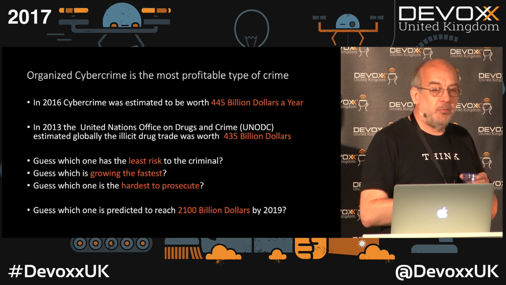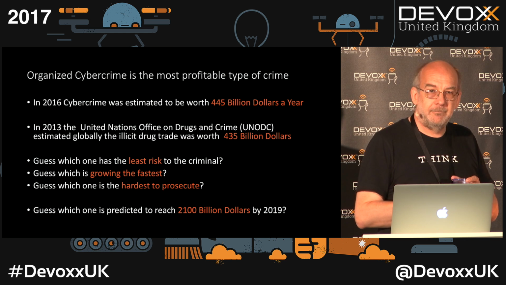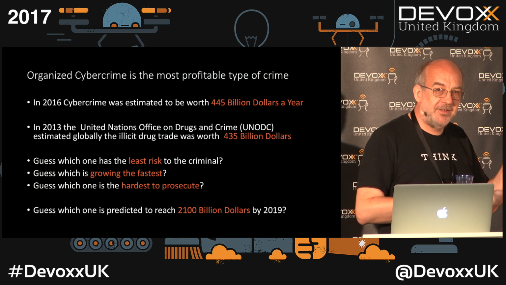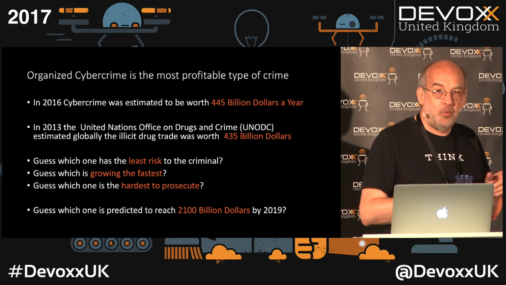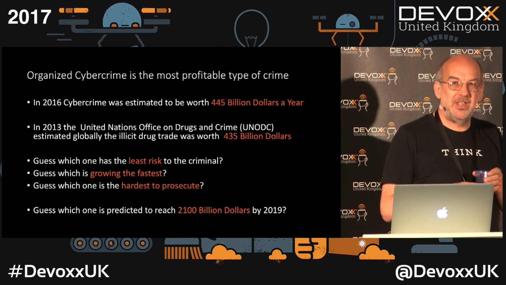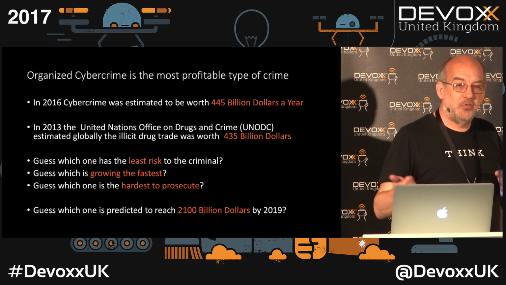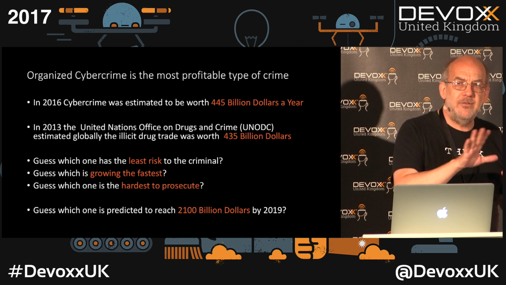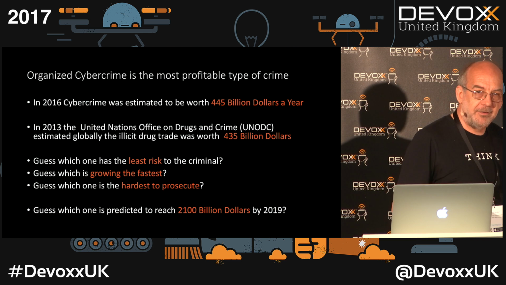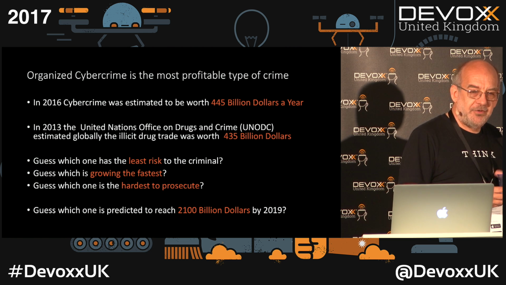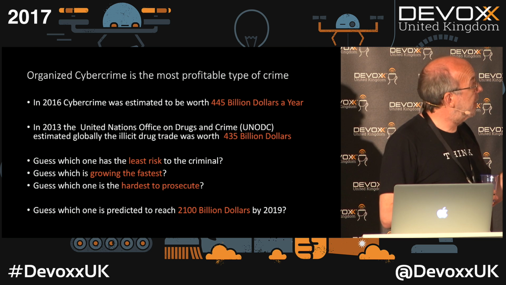Organised crime is the most profitable type of crime in the world, right? In 2016, so last year, it was estimated to be $445 billion a year. That's how much the criminals were getting out of this, right? So I'm not even talking about espionage or cyber warfare. This is just the crime bit, right? So $445 billion a year.